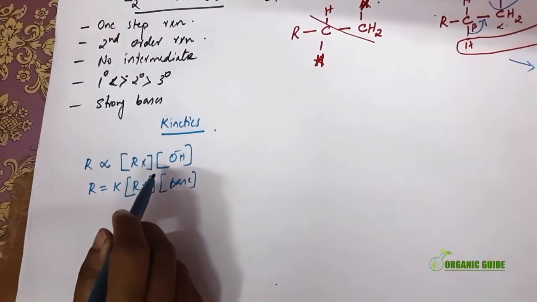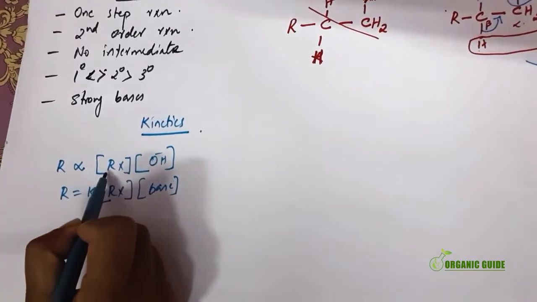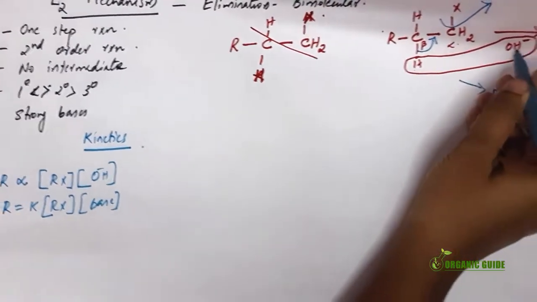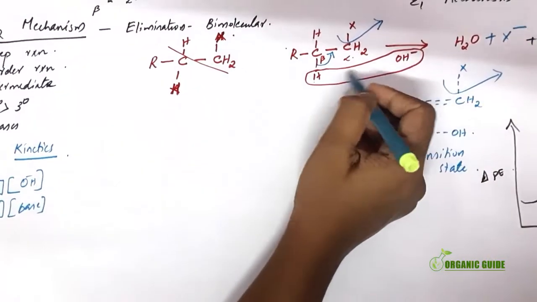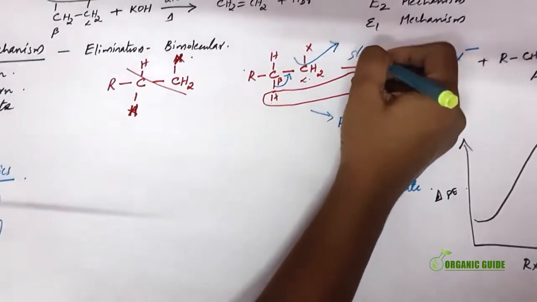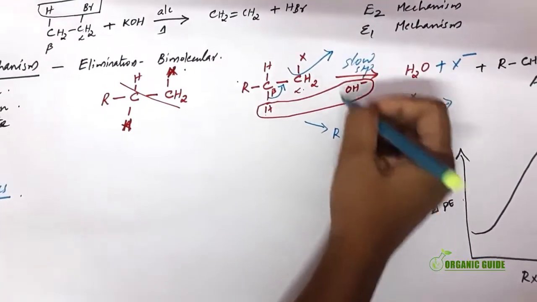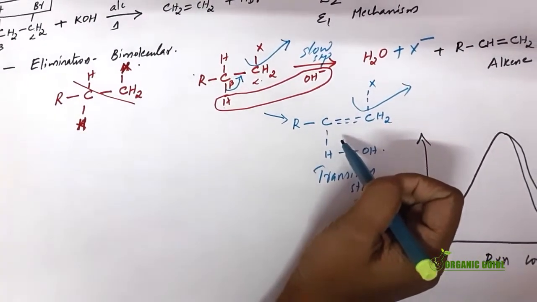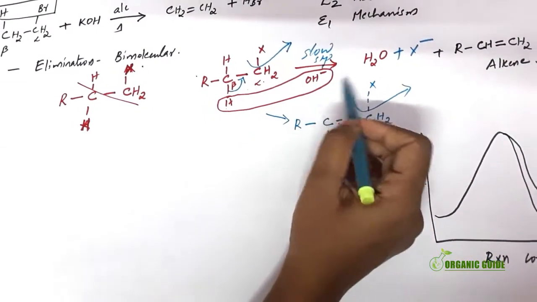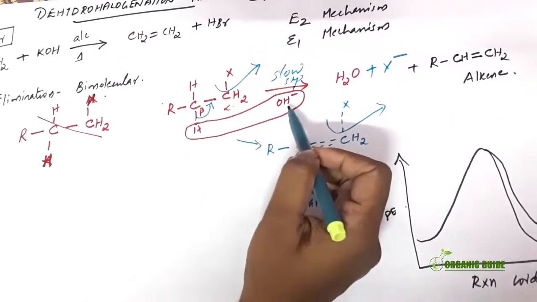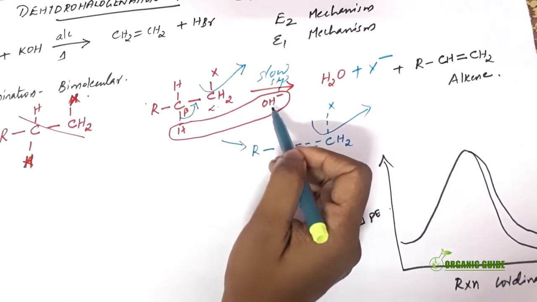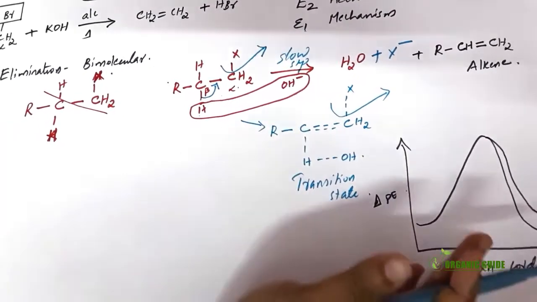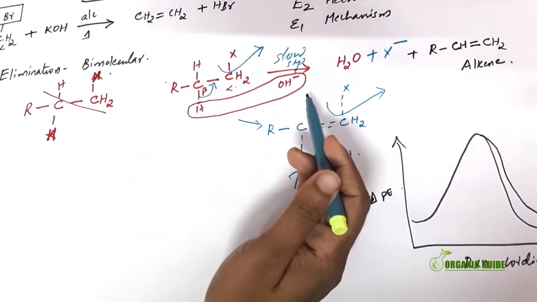Okay, now we will move on to its kinetics. So the rate is directly proportional to the concentration of alkyl halide and base. Both the alkyl halide and the base are present in the slow step. This is the slow step, that is, the formation of the transition state. Both the alkyl halide as well as the base are involved in the rate determining step. So it is a second order kinetics. So it is a one step reaction. It follows second order kinetics, and no intermediates are formed in this E2 reaction.